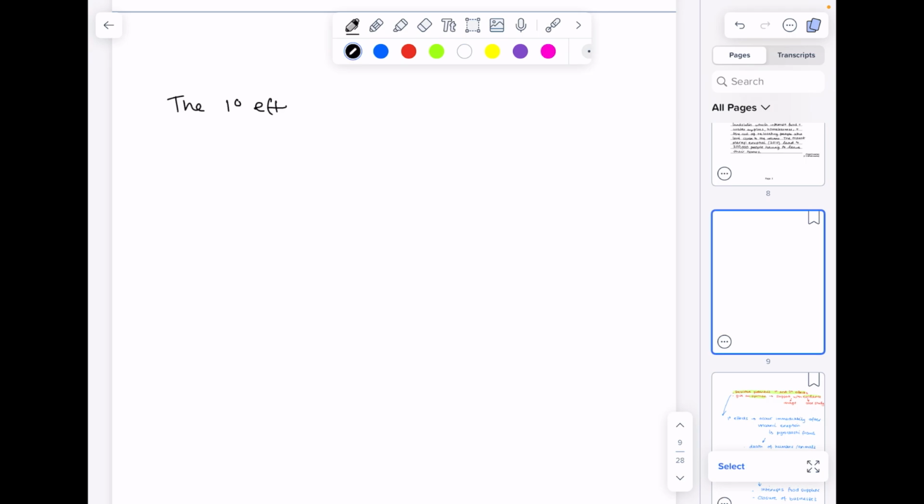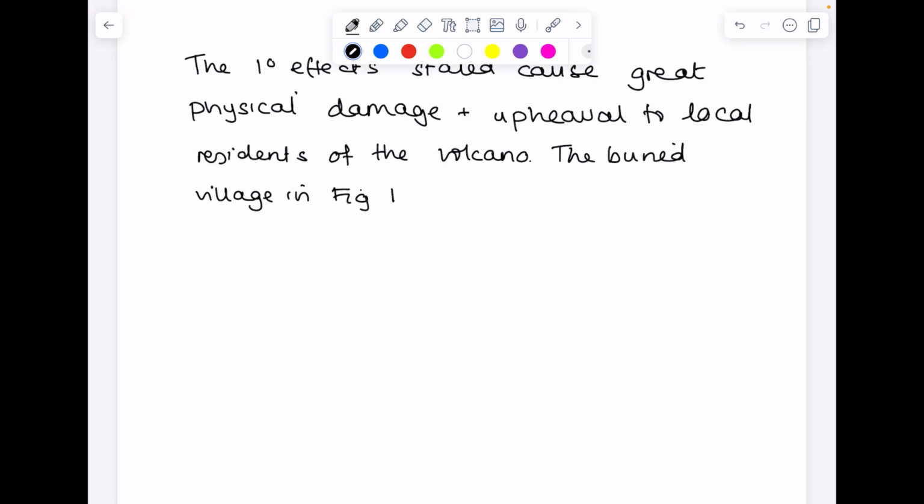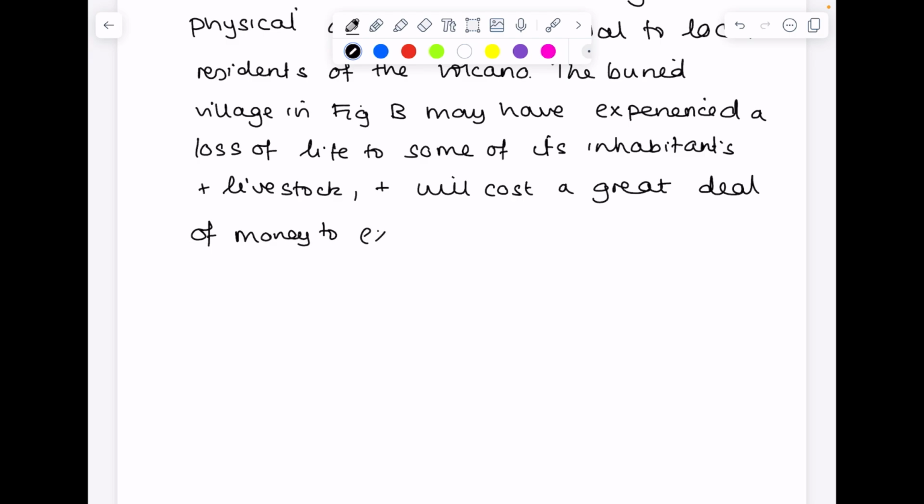The primary effects stated cause great physical damage and upheaval to local residents of the volcano. The buried village in Figure B may have experienced a loss of life to some of its inhabitants and livestock, and will cost a great deal of money to excavate and fix all the necessary services and amenities.